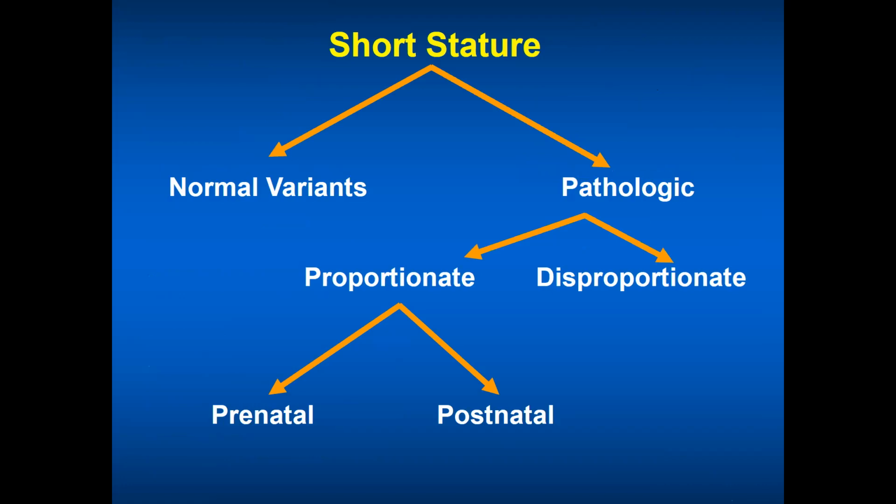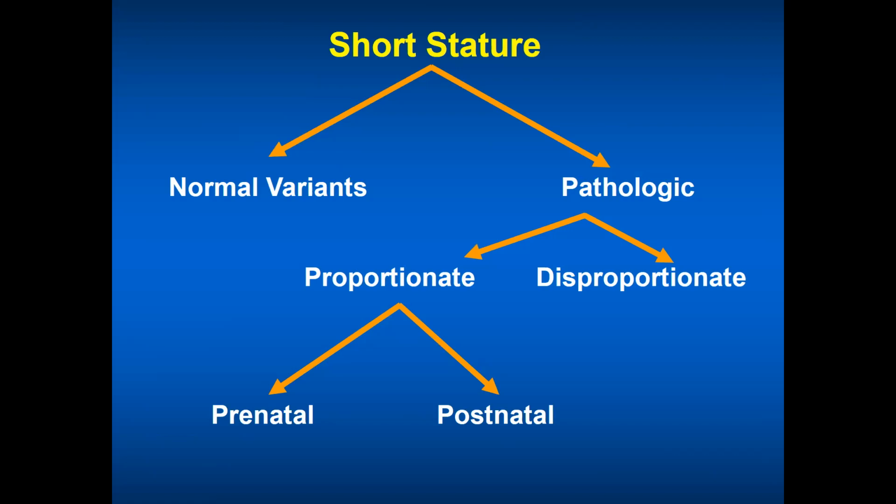To simplify, we can see here that short stature can be caused either by normal variants or pathologic causes, and the pathologic causes can be proportionate or disproportionate. What do we mean by that? We mean by taking the body proportions of the child, and body proportions include the upper segment and lower segment, taking the ratio of upper segment to lower segment. If it is appropriate for the child's age, then he is a proportionate short stature. If it is disproportionate, then he is disproportionate.